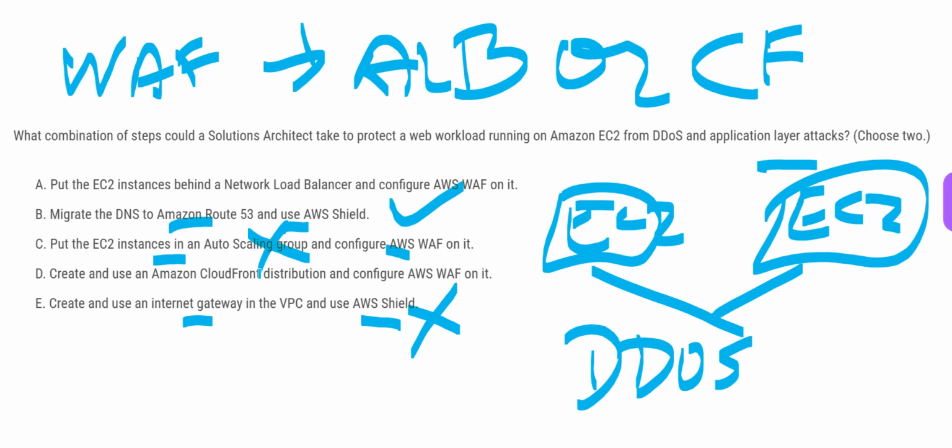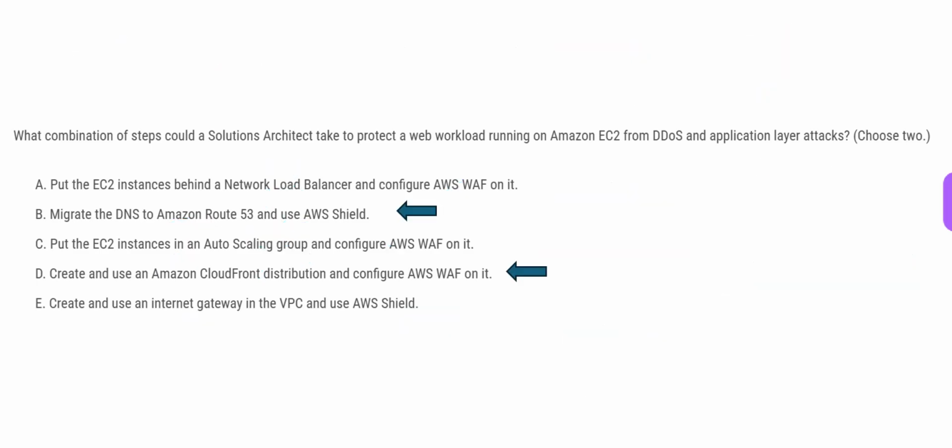A is telling us to put the EC2 instances behind an NLB. We want ALB and not NLB here because we are talking about layer 7 attacks. Application layer attacks means the application layer, not the network layer. So this is wrong. Finally, we have these two options.